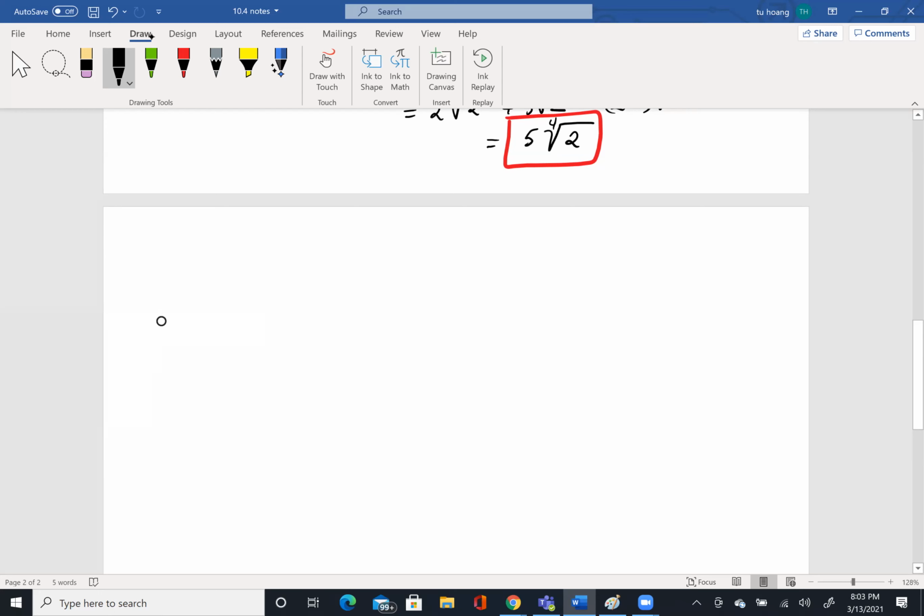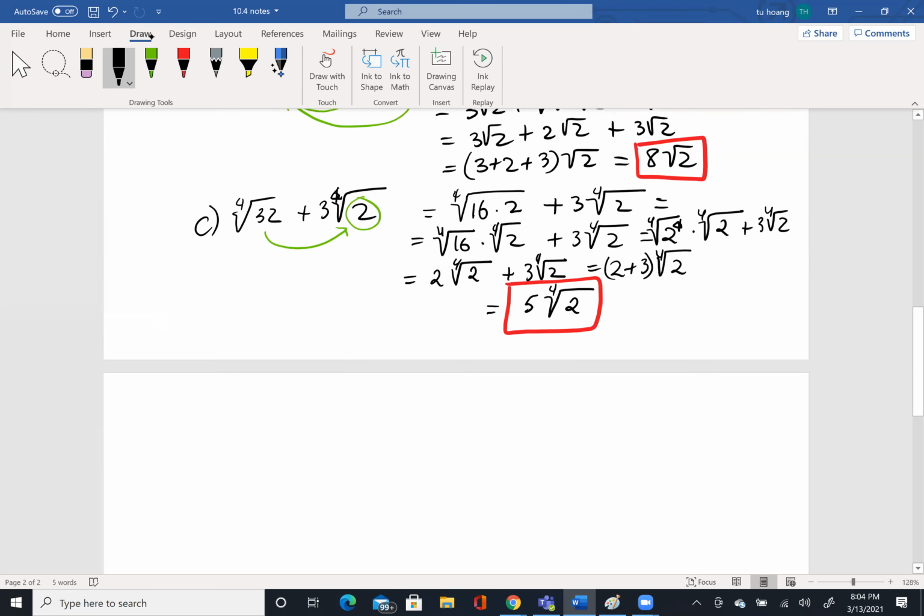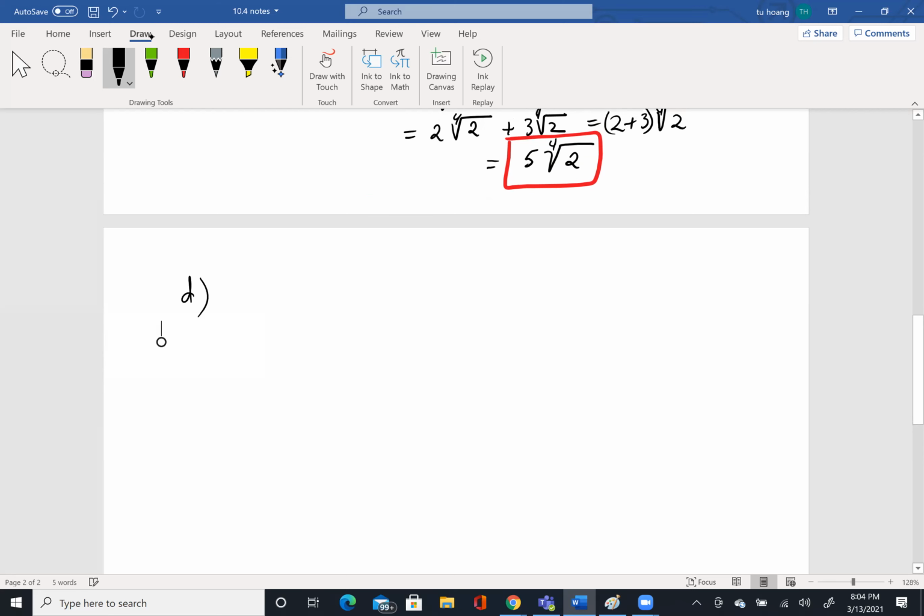Let's have maybe the next one. C is already done, right? Now I move to D. Let's do 8 cube root of 5 minus 3 cube root of 5 plus cube root of 11.